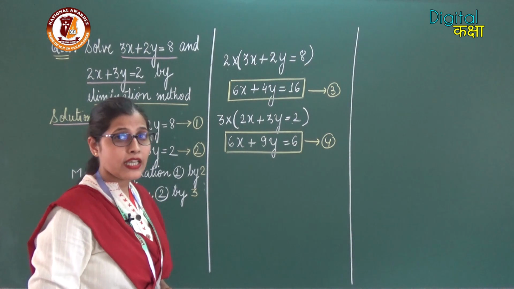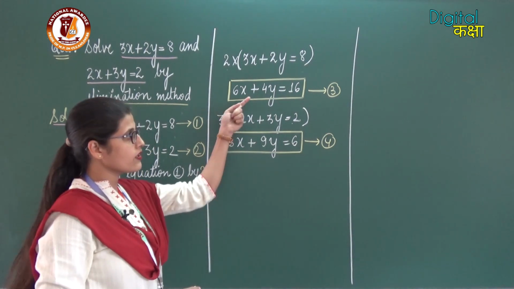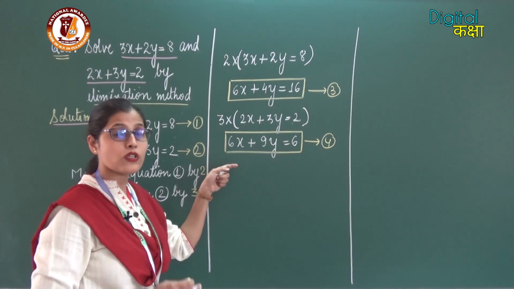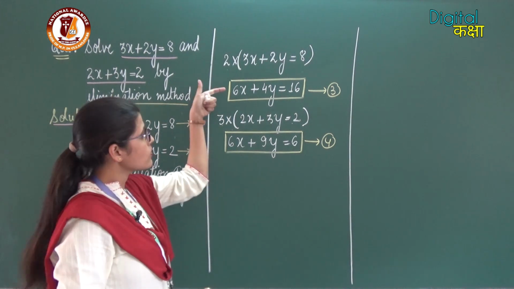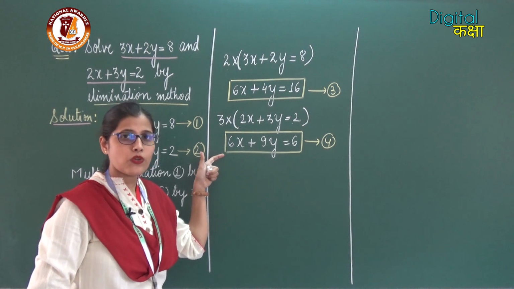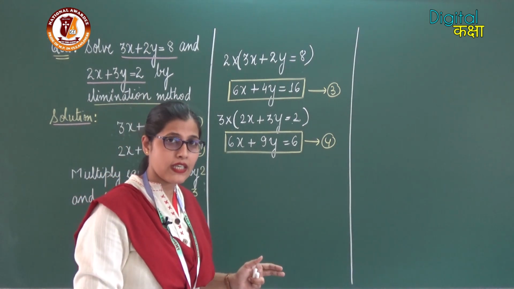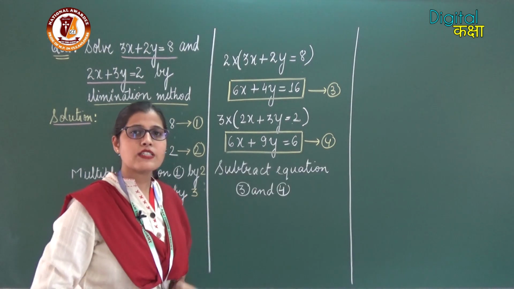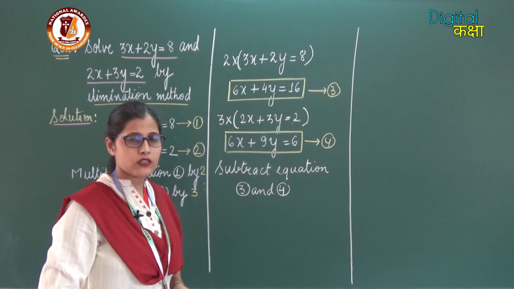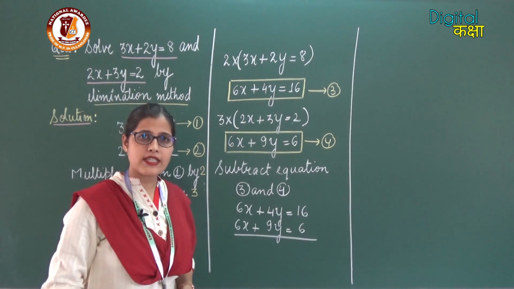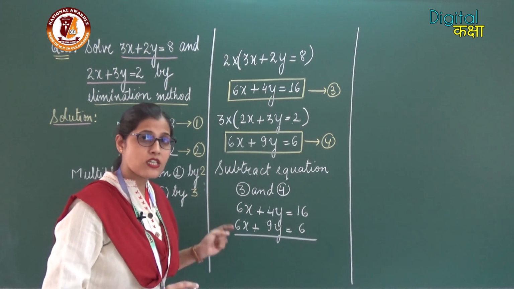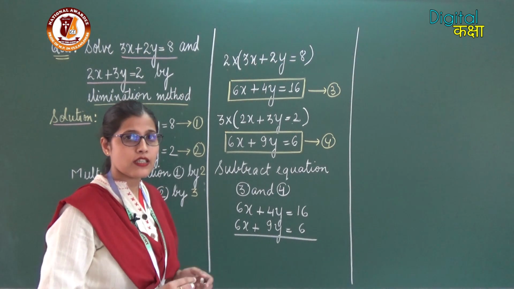Now, to eliminate one of the variables from equations 3 and 4, we will look at the sign of the coefficients. As in both the equations the variable x is positive, we will subtract equation 3 and equation 4. For subtracting equation 3 and equation 4, we will use the column method. As you can see, the variable x has the same sign. So for subtracting, we will change the sign.